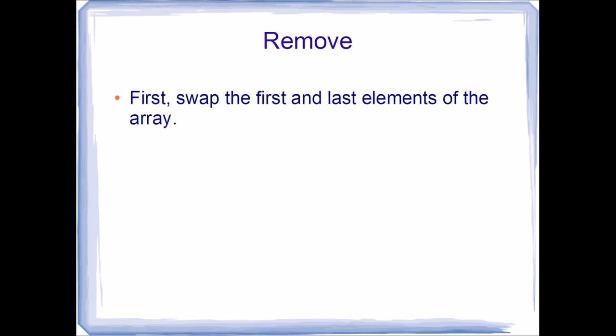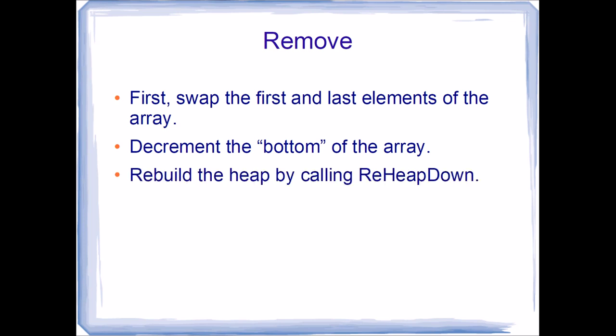So with remove, it's going to be a two-part process. First, we're going to swap the first and last elements of the heap array. And then we'll decrement the bottom of the array. This will have the effect of removing the value from our heap, since it's a partially filled array. Once we've done that, we'll rebuild the heap by calling reheap down. So let's look at reheap down in a little bit more detail.